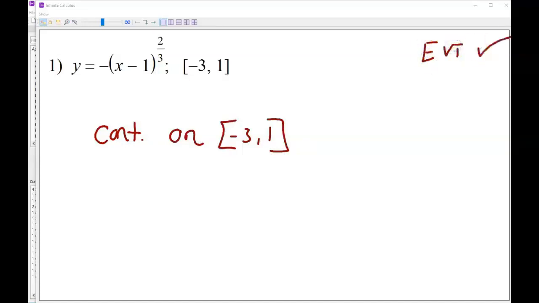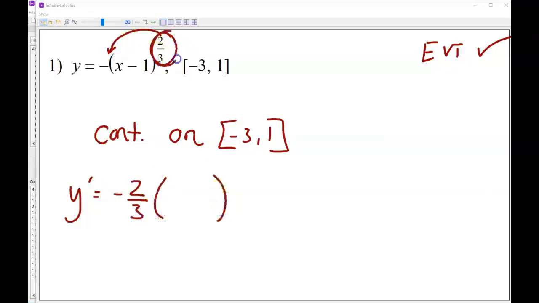Now, in order for the MVT to apply, this has to be true, but we need to go a little bit further. We also need to find the derivative. So let's find the derivative of this. I'm going to take this power and move it to the front, so it's -2/3. Then I subtract 1 from the power, which makes it -1/3. Then you multiply by the derivative of the inside, because this is a chain rule, so times 1.